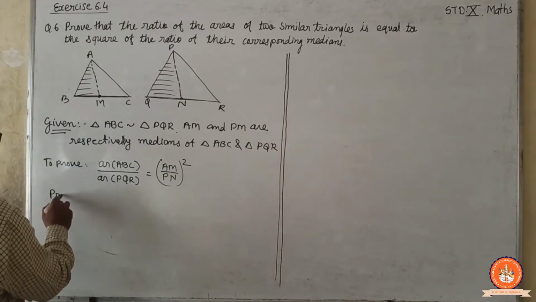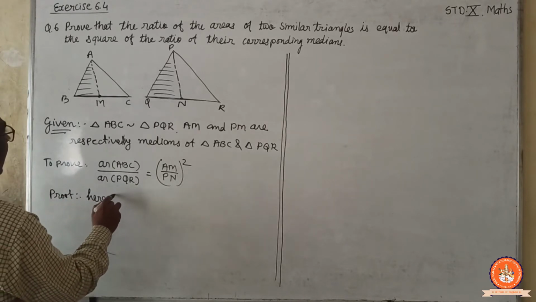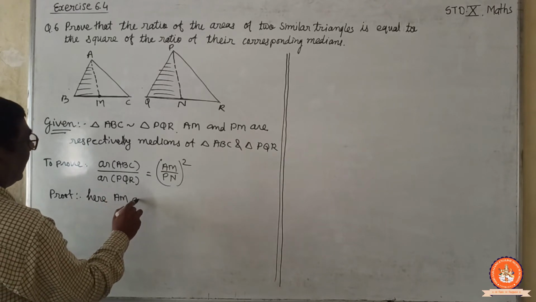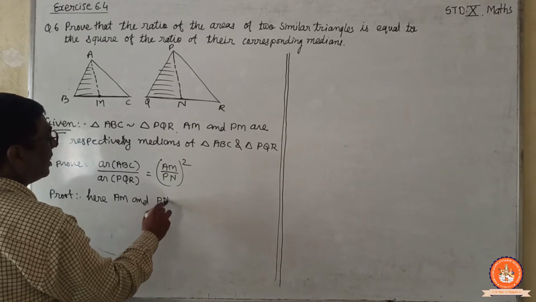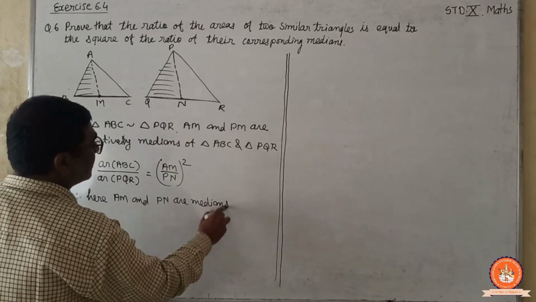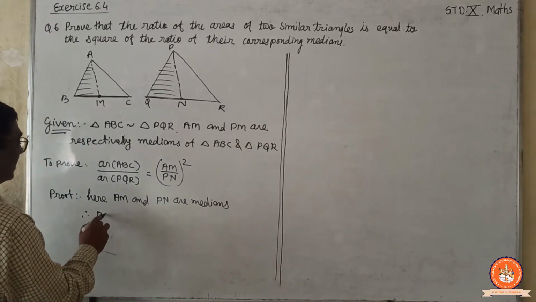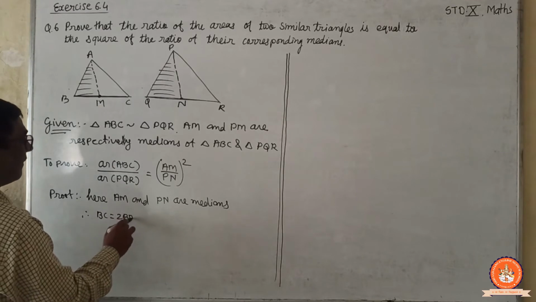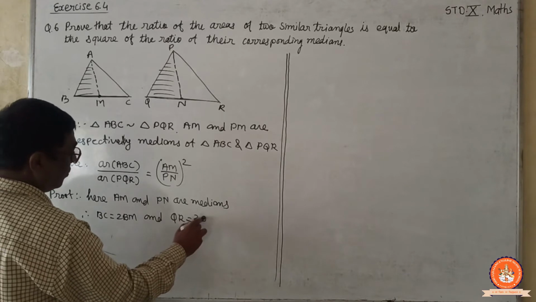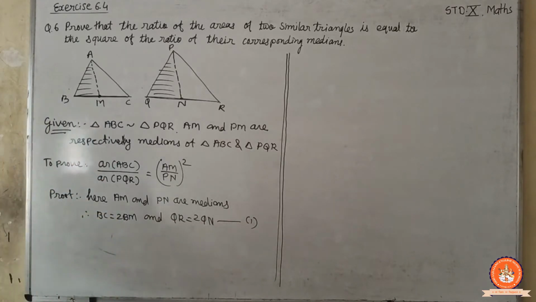Now proof. Here AM and PN are medians. So therefore BC is equal to 2BM and QR is equal to 2QN. पहले भी हमने ऐसा किया हुआ है.